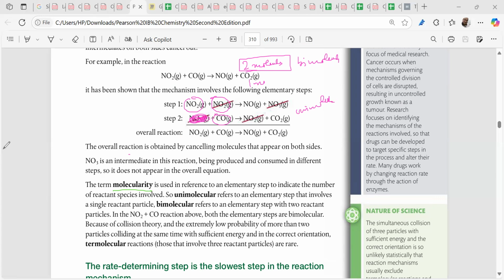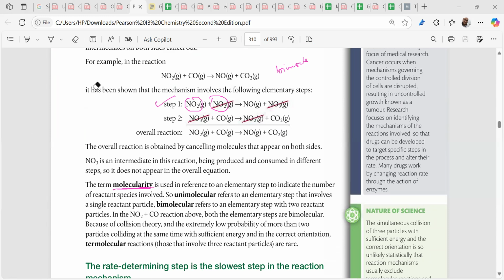I'm talking about something else: molecularity. Molecularity is the number of reactant species involved in a step. How many reactant molecules are involved in step number one? Two of them, so this is bimolecular.